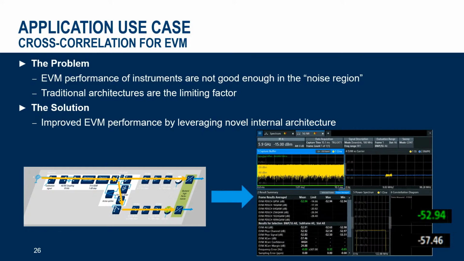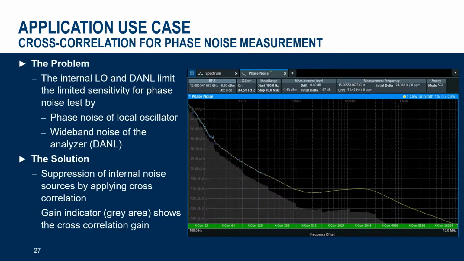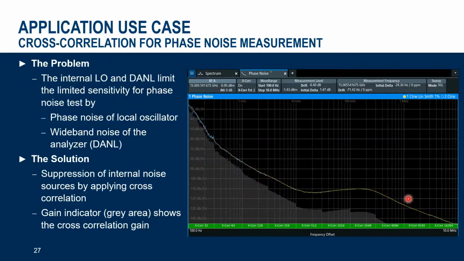Or when you want to measure phase noise. Phase noise is noise as well, and normally the signal analyzer or spectrum analyzer's performance is limited by the phase noise of the local oscillator or the wideband noise. Applying cross-correlation helps to suppress or to get rid of these noise parameters. And here you see a phase noise trace of a device under test. The gray area shows you the cross-correlation gain, and so you can even be much more sensitive for phase noise tests. And this is a technique which is well known from phase noise testers. It's available now in signal and spectrum analyzers as well with a two-path structure.